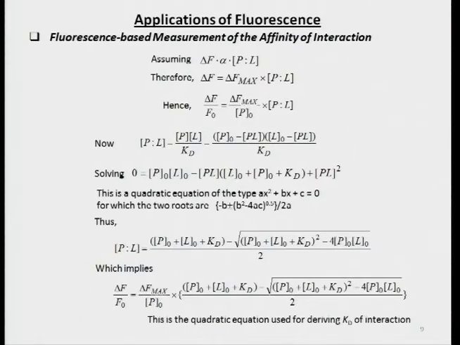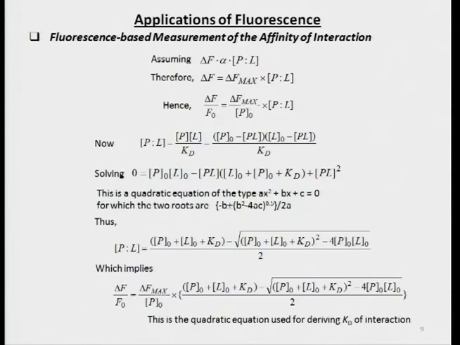But the idea is that if a ligand changes the fluorescence of the protein, then that fluorescence change would be directly proportional to the concentration of the complex. And that direct proportionality would be maintained essentially at dilute conditions. Under dilute conditions, this should remain true. So what you would get is delta F is equal to, this is the proportionality constant.